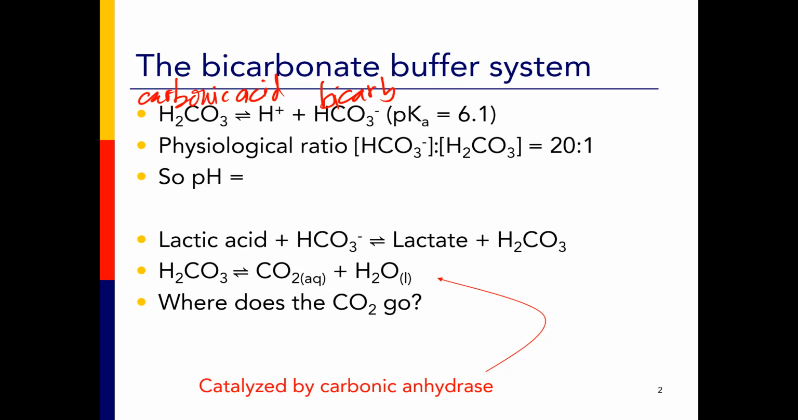So if I told you that in your body you have 20 times more bicarbonate anion, the conjugate base, than you do of carbonic acid, you could calculate what the pH of your blood plasma is, right? So the pH equals what? 6.1 plus log of what? 20. So 20 over 1, right? And so what's the answer then? What's 6.1 plus log of 20? It darn well better be 7.4.